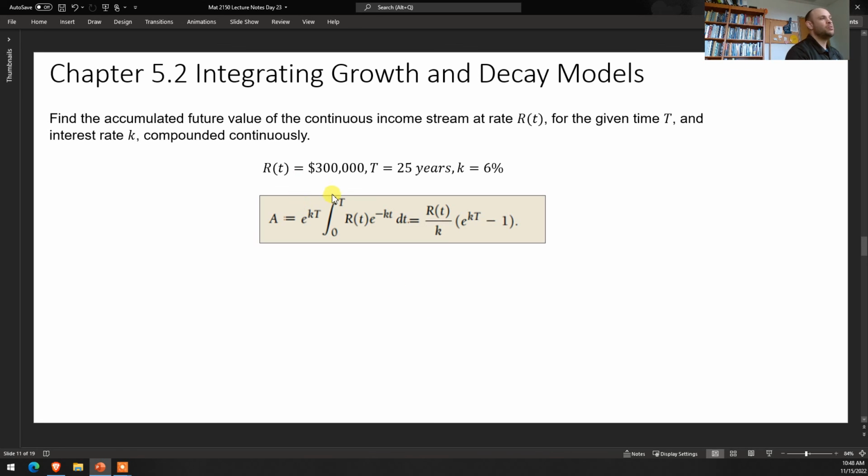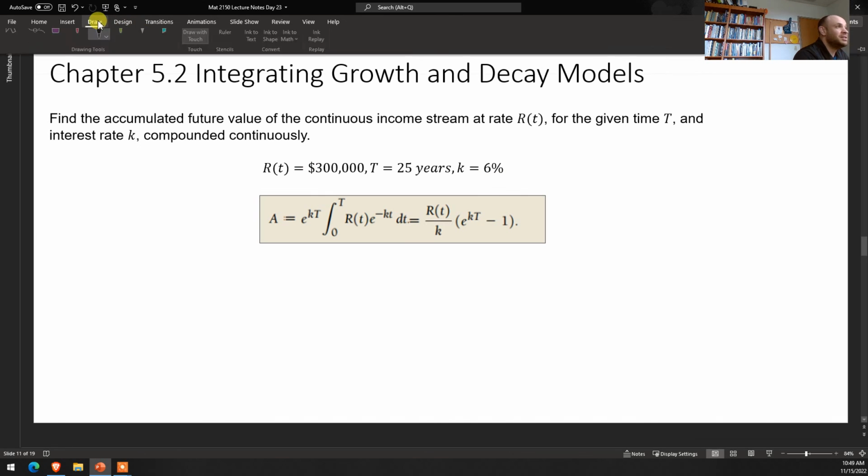Here we have an account where we are going to add a constant $300,000 per year. We want to know how much money will be in this account after 25 years if we also have a 6% continuous interest rate.